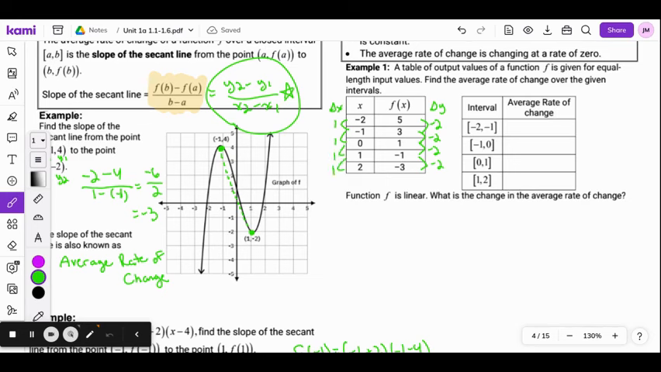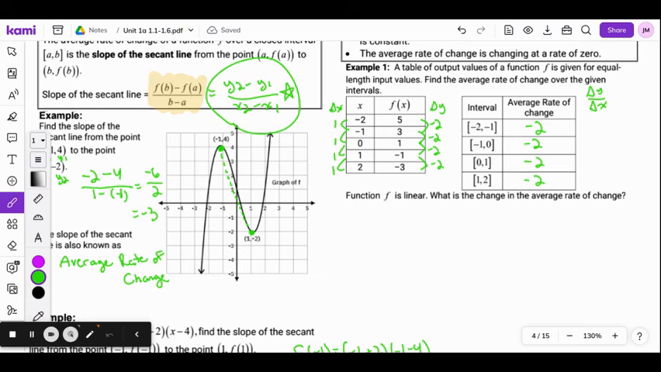Okay, those are going up by 1 every time. So average rate of change is going to be -2 over 1. So this average rate of change is -2. This average rate of change is going to be -2. -2 and -2. So don't forget our average rate of change is also delta y over delta x, which is what we talked about in one of our previous videos.